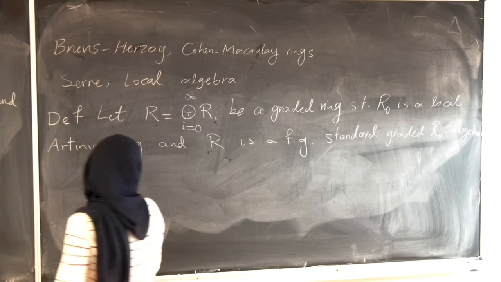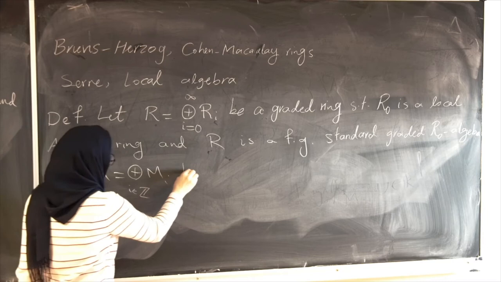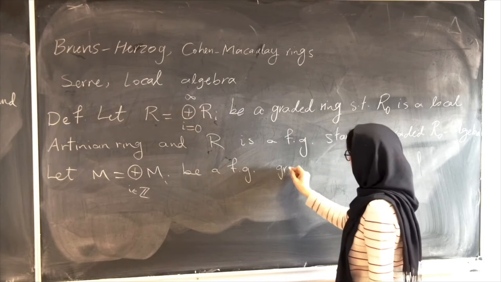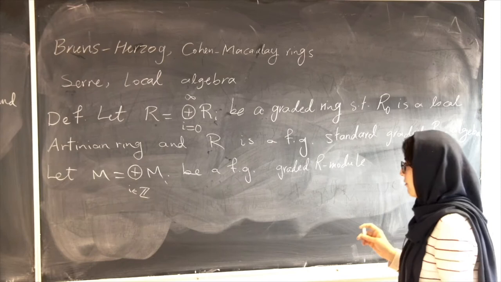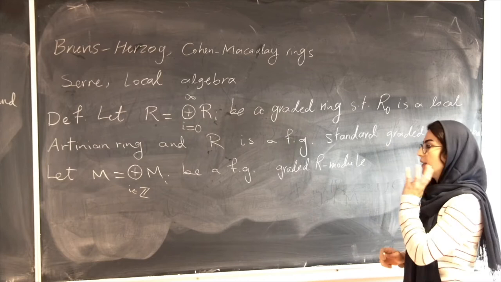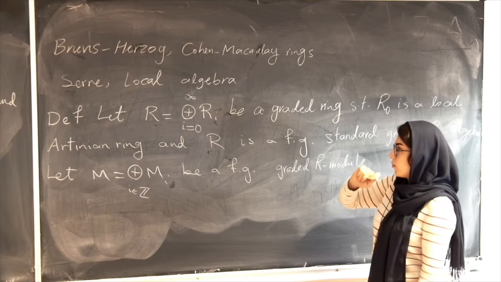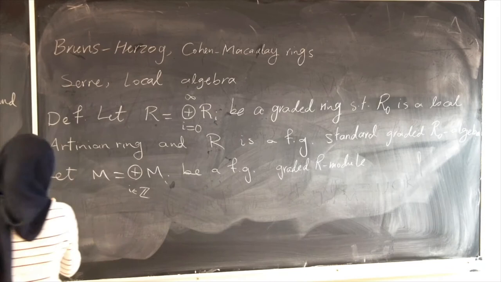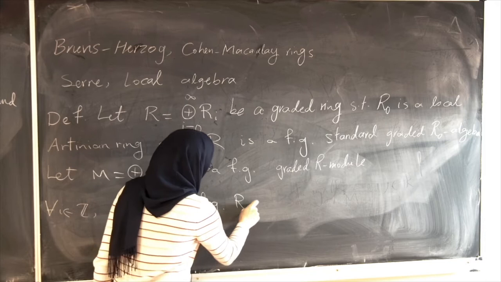So we consider M to be a finitely generated graded R module. With this setting, we want to define what is the Hilbert function and what is the Hilbert series of M. First of all, when we have these assumptions on the ring and the module, we know that each M_i, which is an R0 module, is in fact a finitely generated R0 module, because M is a finitely generated R module. So for any i in Z, M_i is a finitely generated R0 module.